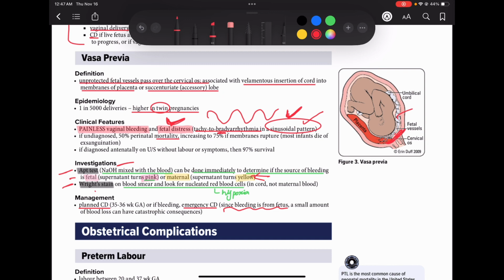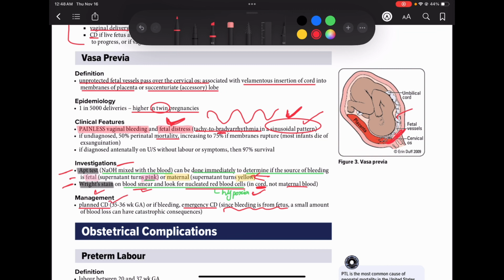And then we can also do Wright stain. What we do is we take a blood smear, we put the Wright stain on it, and we look for nucleated red blood cells. Nucleated red blood cells are abnormal. Normally we do not find them, but we do find them in many cases, out of which hypoxia is one. So in cord, we'll take some blood, not in the maternal blood. We make a blood smear, and put Wright stain, and that would show nucleated red blood cells.